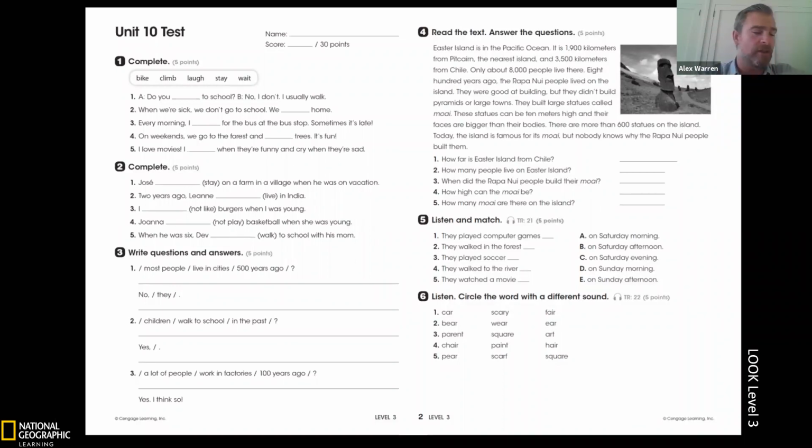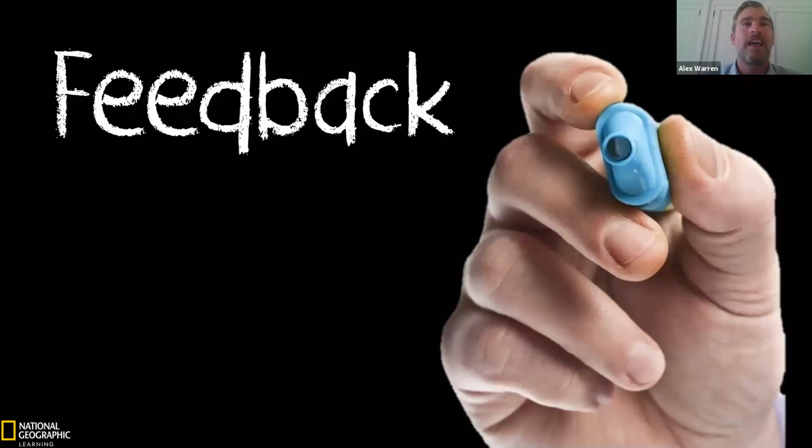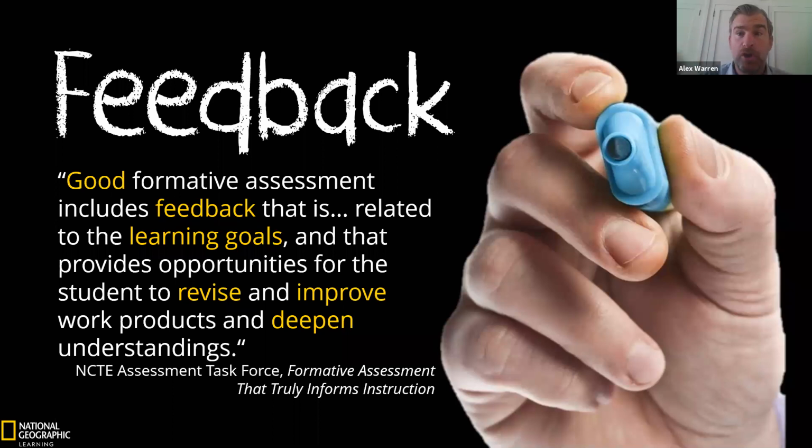Last little thing, I promise. I've got 30 seconds, I think. Feedback. Feedback is important to formative assessment. Without it, there's no point in doing any kind of formative assessment or assessment at all. Because good formative assessment includes feedback that is related to the learning goals, provides opportunities for the students to revise and improve work products and deeper understanding. It's not just looking backwards, it's looking forwards. What can they do better next time? Give them suggestions, give them advice. But that's a whole other talk.